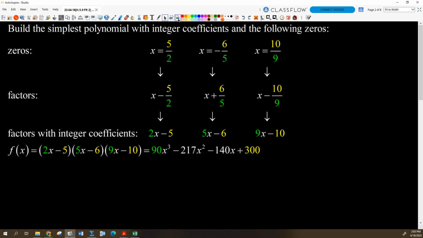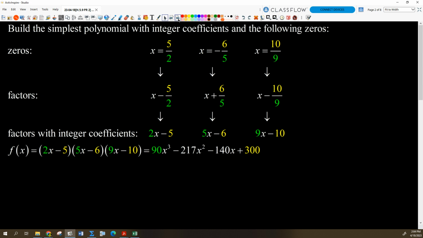kind of reviewing a problem that we had done earlier, right? We said that if we're told that we want to build the simplest polynomial with integer coefficients and these 3 zeros, all we have to do is convert those zeros into factors and then multiply the factors together to get the polynomial, right? So x equals 5 halves, that converts to the factor x minus 5 halves. But if we don't want any fractions, we could just take this and multiply through by 2.